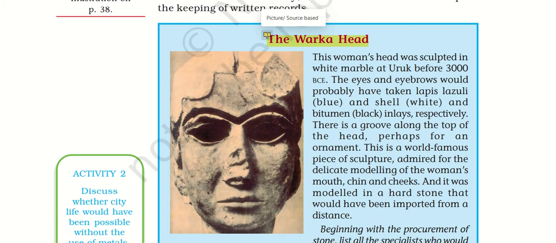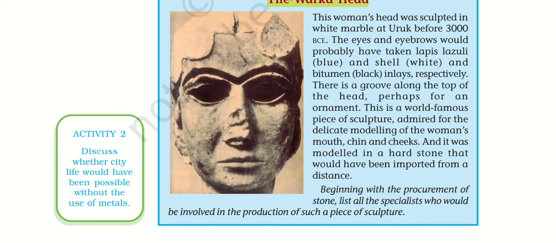This could come as a picture or a source-based question, the Warka head. So what is its significance? Why is it important? What is it made up of? It could also come as assertion reasoning questions. All these questions that I am talking about as objectives, MCQs, can also be asked as one-line answer questions as well as assertion reasoning.